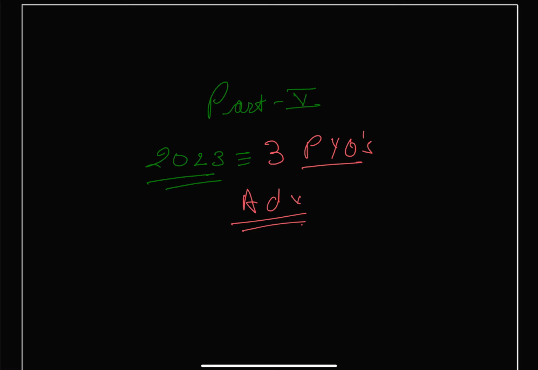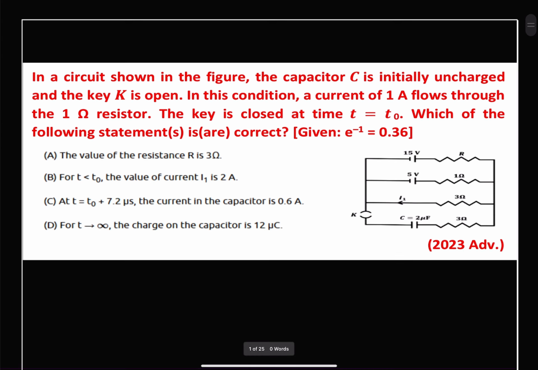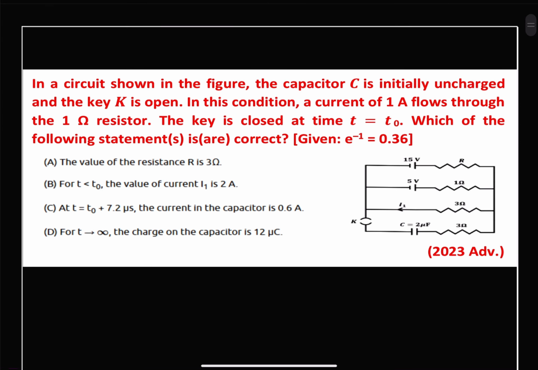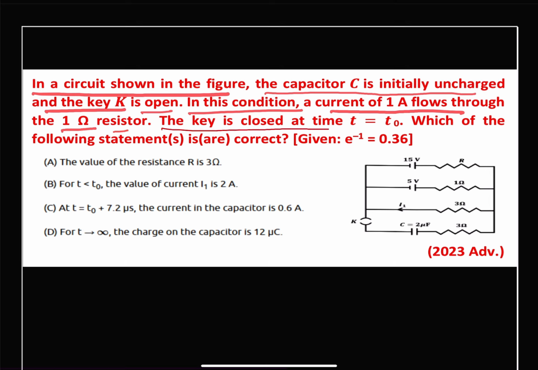In the first question, it states that in the circuit shown in the figure, the capacitor C is initially uncharged and the key K is open. In this condition, a current of 1 ampere flows through the 1 ohm resistor. The key is closed at t equals t0. Which of the following statements is or are correct, given e inverse is 0.36.